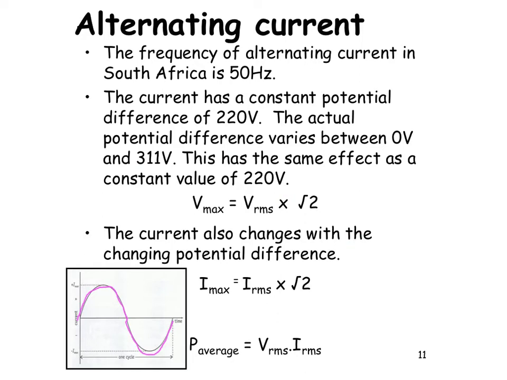The current also changes with changing potential difference, and the maximum current is equal to the root mean square current multiplied by the square root of 2, and the average power that is given out by an alternating current is the root mean square potential difference multiplied by the root mean square current strength.